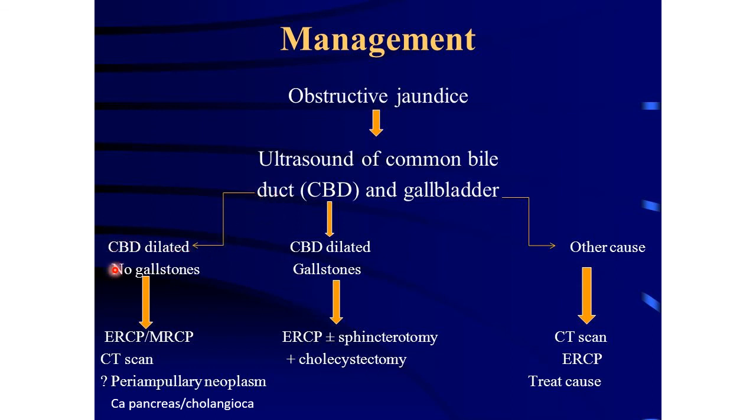If the CBD is dilated but no stones are seen, then you have to look for other causes of the CBD dilatation, which will need an ERCP or MRCP and even a CT scan. This is mainly to rule out periampullary neoplasms, cholangiocarcinomas, or other forms of tumors. In cases where the ultrasound of the biliary tract is normal or there's no other detectable cause, then you go for a CT scan and ERCP and treat the causes respectively. If, for example, you find a stricture, then ERCP with stenting may have to be considered.